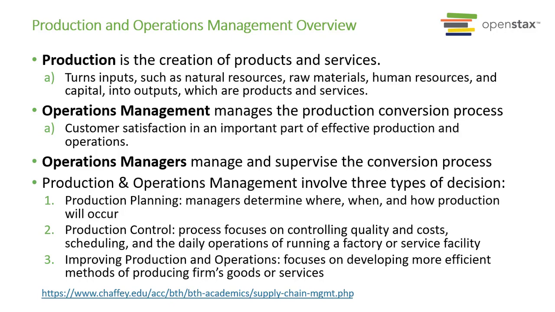Operations managers manage and supervise the conversion process. Production and operations management involve 3 types of decisions. So the first one is production planning. Second is production control. Third is improving production operations. So just remember those are the 3 main ones.